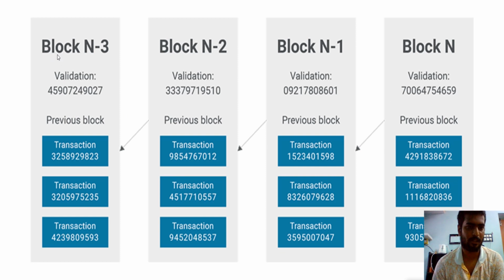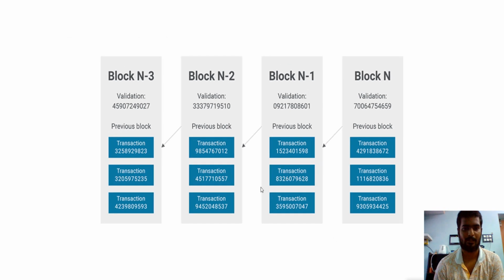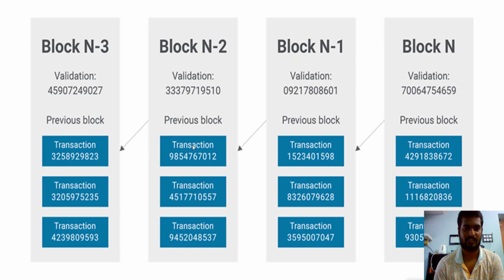Let's consider this block, block N3. You can see it has a pointer to the previous block and a set of transactions. In each block, we will have a set of transactions. The transactions are nothing but our trade or a bank statement. It will have a set of transactions for 1 MB and the previous block address. It's like a linked list data structure converted into a blockchain. It's a block of data chained together, so they call it a blockchain.